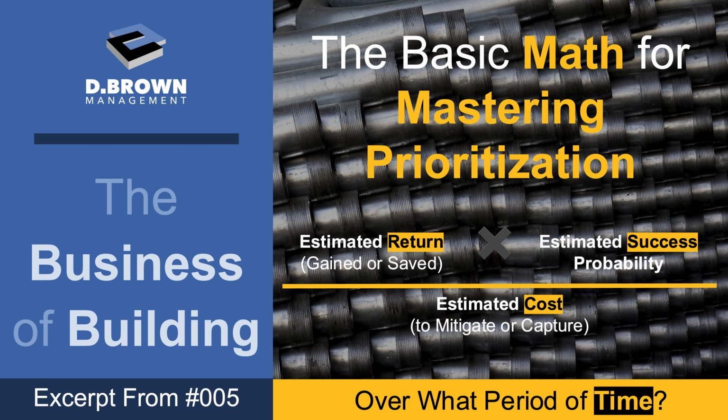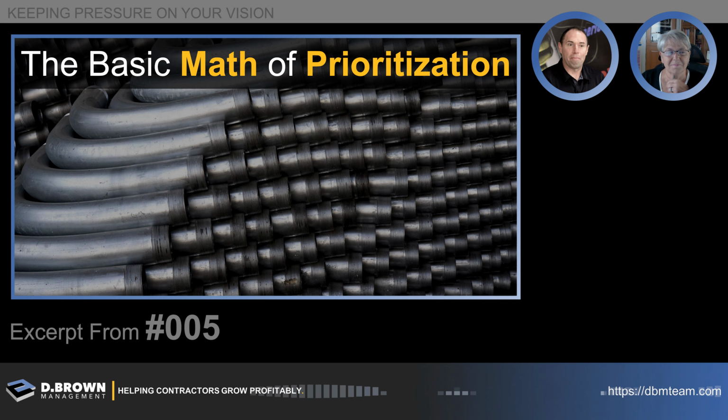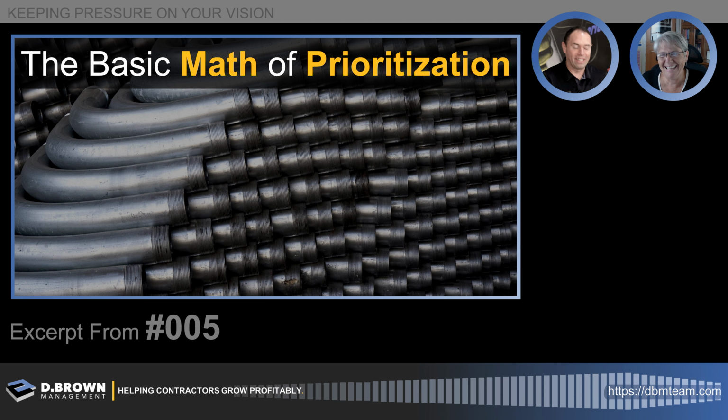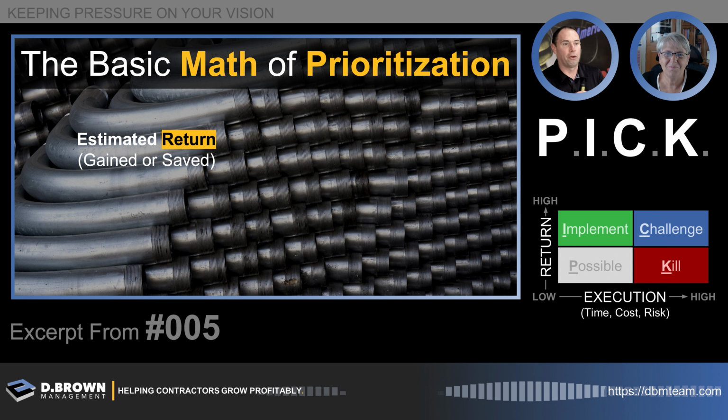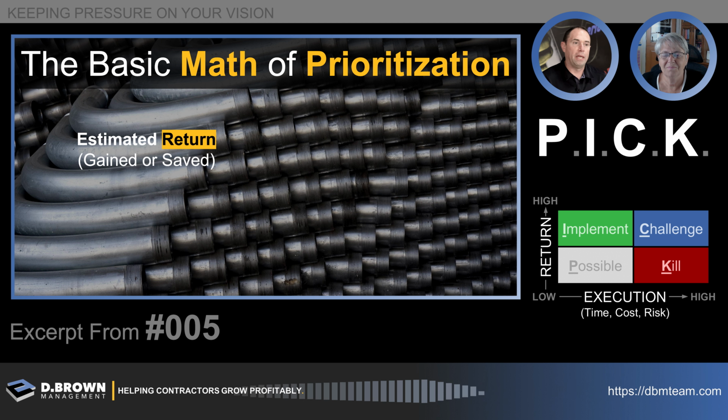Okay. So let's go to the basic math of prioritization. This is one: if the math doesn't work, just don't do it. So this is really, really simple. There's an estimated return that you either gained. It might be an opportunity for chasing a project. It might be something that you saved by improving a process or buying a piece of software.